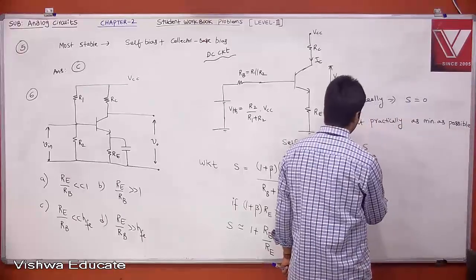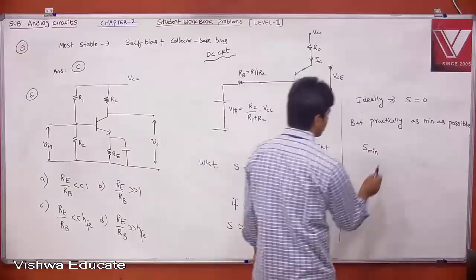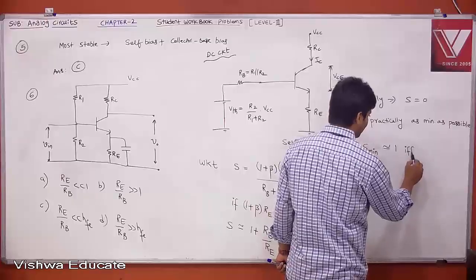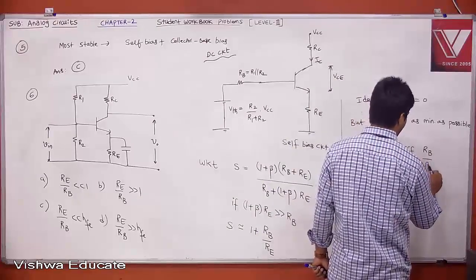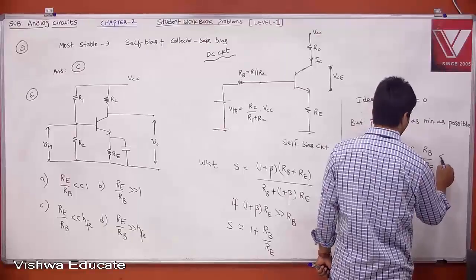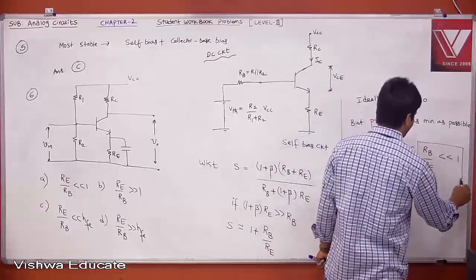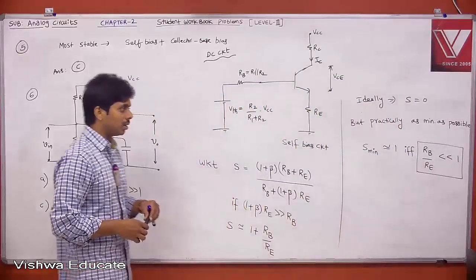Therefore, tell me what is S minimum. The minimum stability factor you can get from this is nothing but 1, if and only if RB divided by RE is very much less than 1. If RB by RE is very much less than 1, then your stability factor will be close to 1.